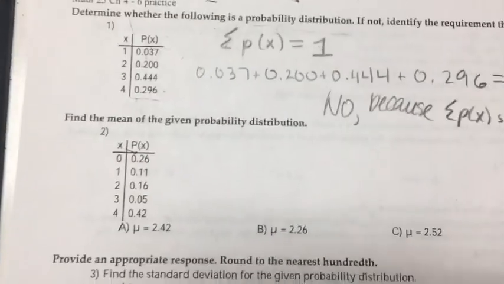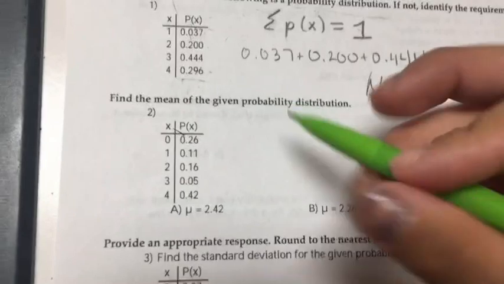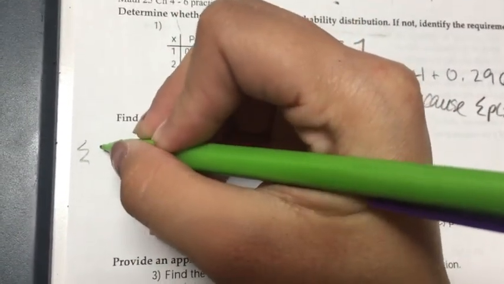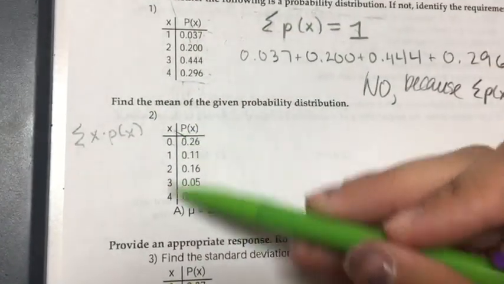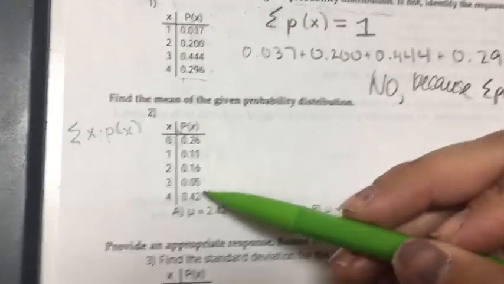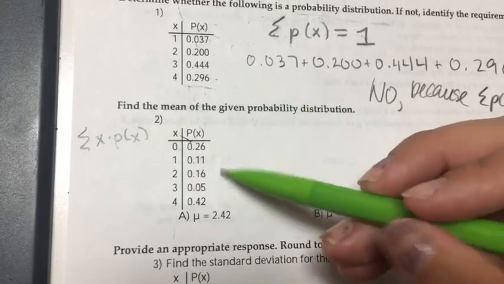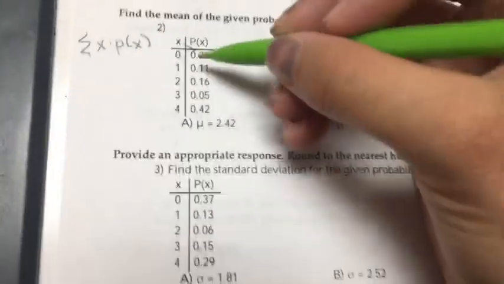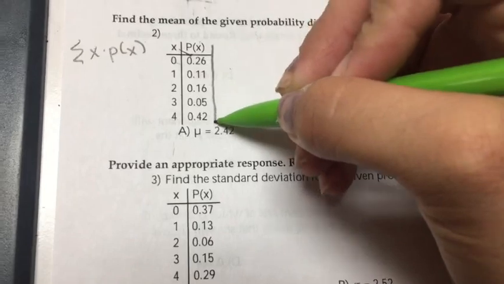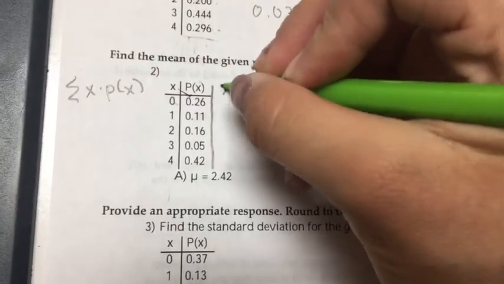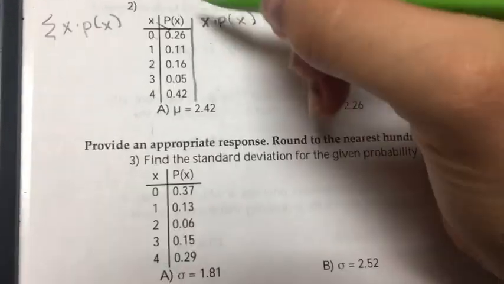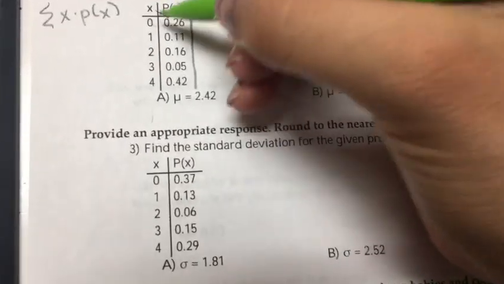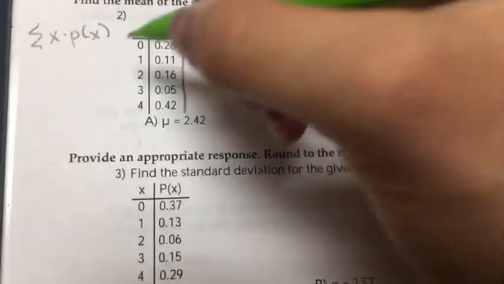And then if it wants you to find the mean for it, this is going to be the formula for it. It's the sum of all the x's times P of x's. So here's your x row, and here's your P of x row. But you're going to have a row which multiplies them. So let's just call this row x times P of x. Okay, and then once you have this, you could just multiply straight across.